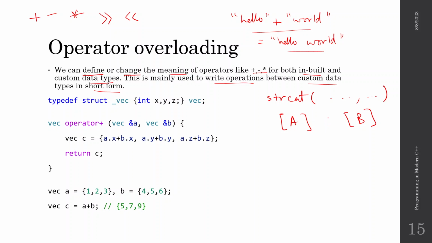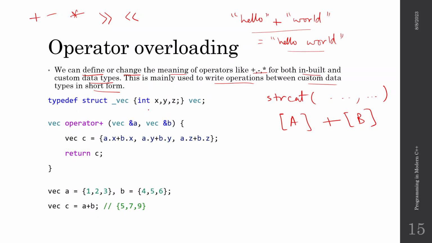Now if you write plus between them, then ordinarily there won't be any meaning, okay, so there will be a compiler error. But you can define the meaning. You can say that if there is a plus between two matrices, then we want to add each of the elements, so then it will help us write this addition in short form. So that is the main use of operator overloading.